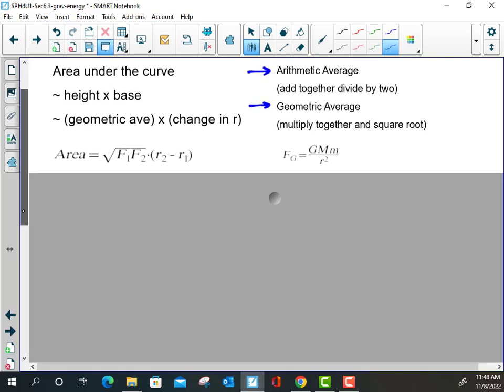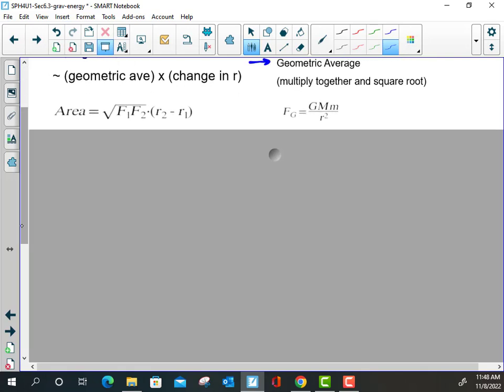So it looks like this. The area under the curve, now you'll notice this is the geometric average right here of the force. So F1 times F2 all square rooted, and then this is your base over here. So this is the change in your displacements from R2 to R1, just subtracting them.